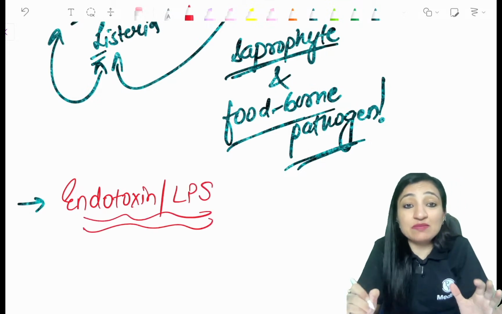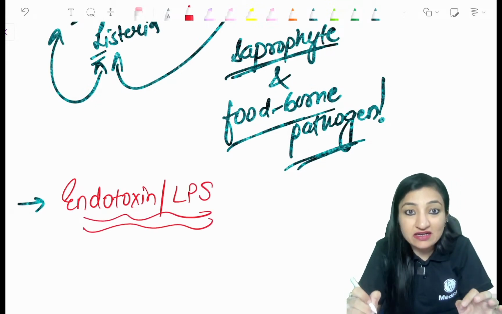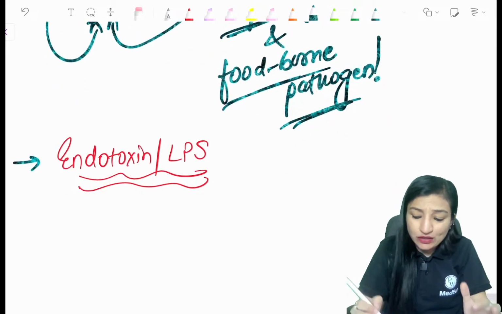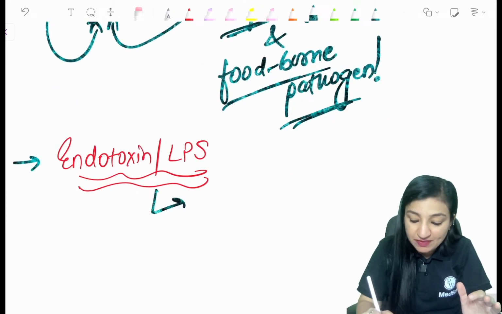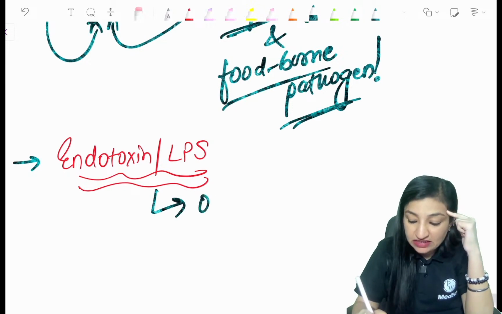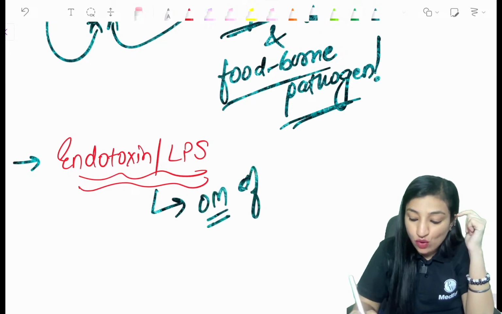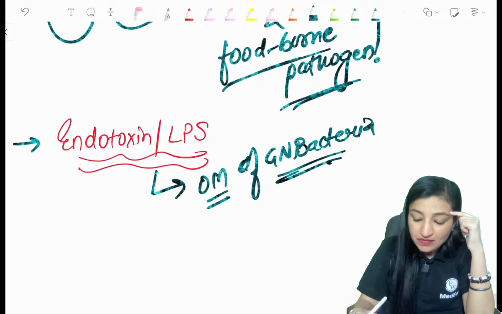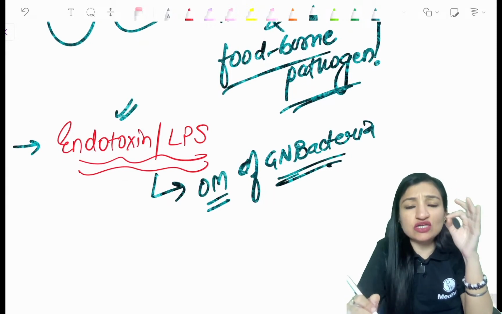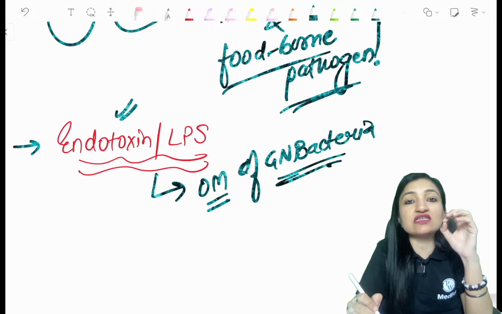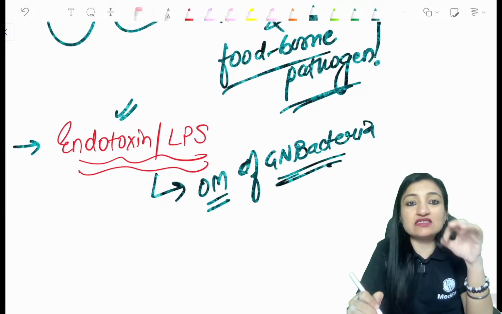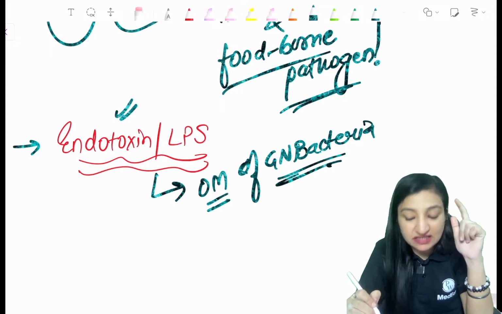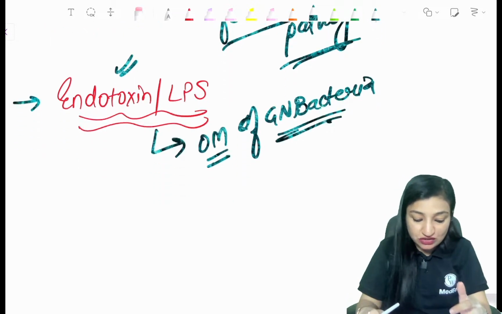Because it is deadly, I am writing the name categorically in red color. And you all know that endotoxin or lipopolysaccharide is generally present where? It is generally present in the outer membrane, OM, of gram negative bacteria, GNBs. It is an important integral structural component of gram negative organisms, but Listeria monocytogenes is an exceptional gram positive organism which has endotoxin or LPS in its structure. So that's another unique feature.